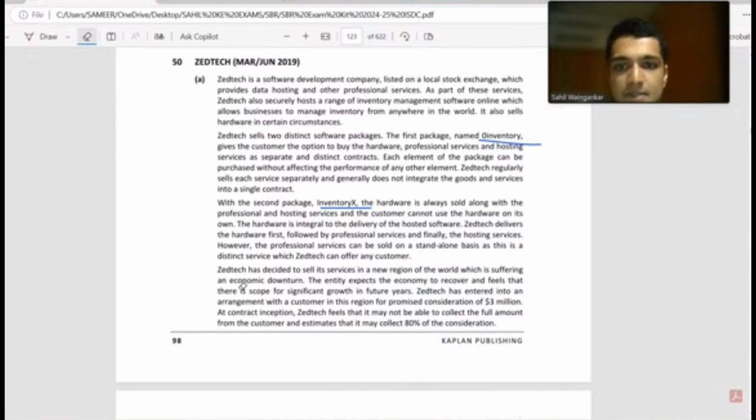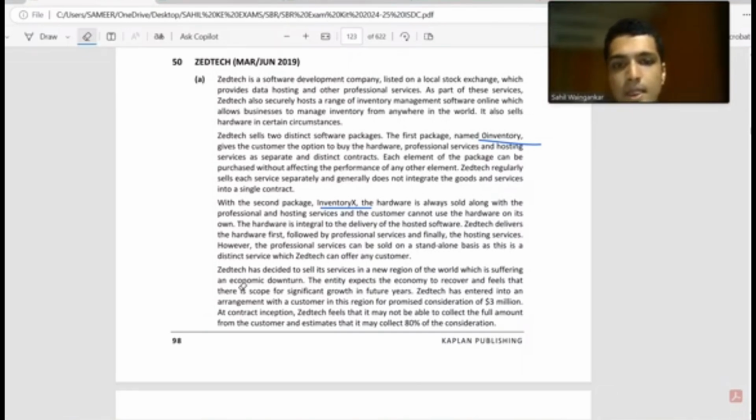अब आते हैं सेकंड पैकेज में. With the second package, Inventory X, hardware is always sold along with the professional and hosting services, and the customer cannot use the hardware on its own. The hardware is integral to the delivery of the hosted software. Zedtech delivers the hardware first, followed by professional services, and finally the hosting services. However, professional services can be sold on a standalone basis, as this is a distinct service which Zedtech can offer to any customer.